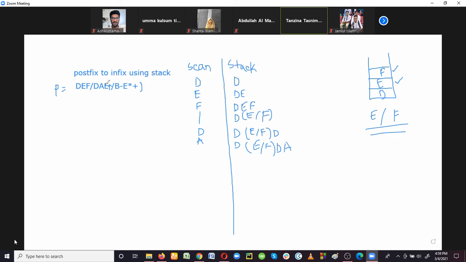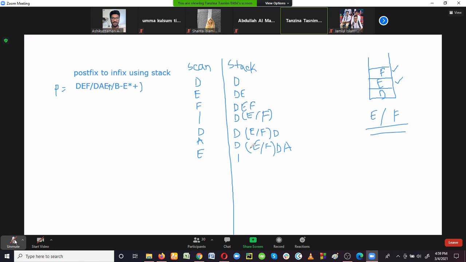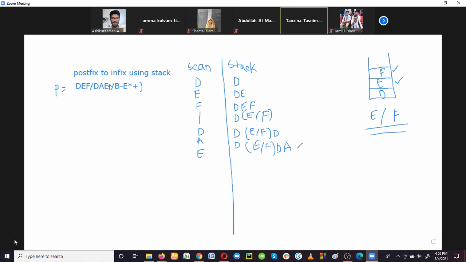Okay, again we got an operand that is E. It will be added where? Do we need to write the same steps again and again? Can we just add it here? Yes, ma'am. So after getting E, now we can add E here.